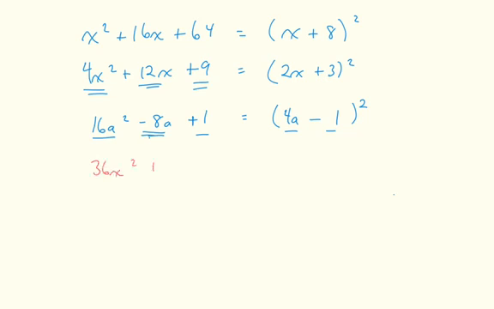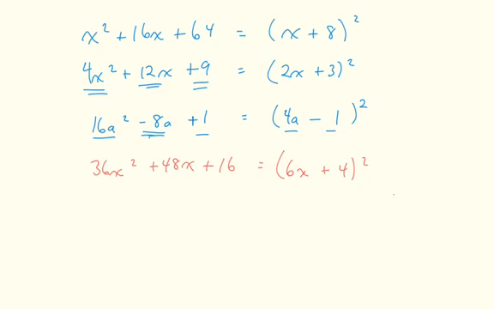This one, 36x squared plus 48x plus 16. Now, well, I do know that 36 is a square. I know that 16 is a square, so I might be tempted to say, well, this looks like it must be 6x plus 4 squared. And I think actually, if I were to FOIL that back out, that would be correct.